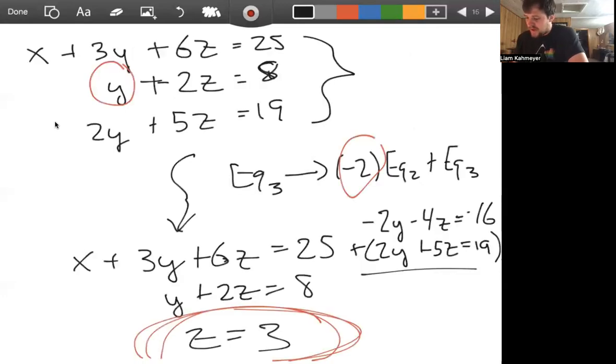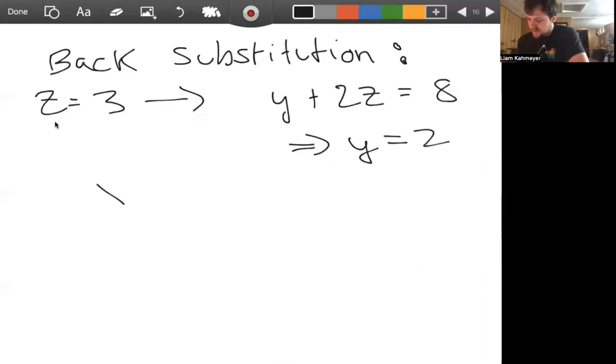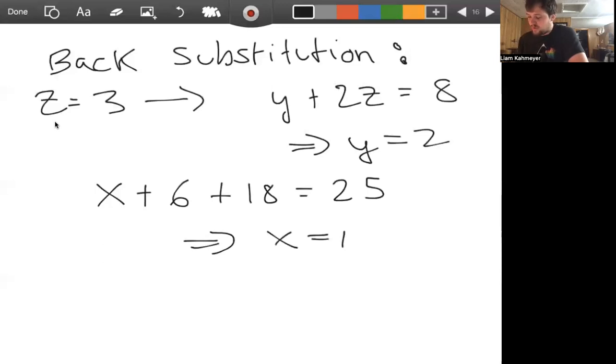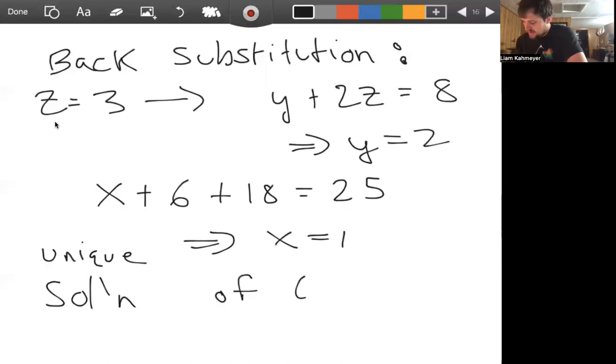We can use this to back sub into equation 1. So we have x plus 3y, and so that's 3 times 2 is 6, and then plus 6z, so that's 6 times 3 is 18, equals 25. And it looks like 25 minus 24 gets us x equals 1. And so there's a unique solution of xyz equals 1, 2, 3.